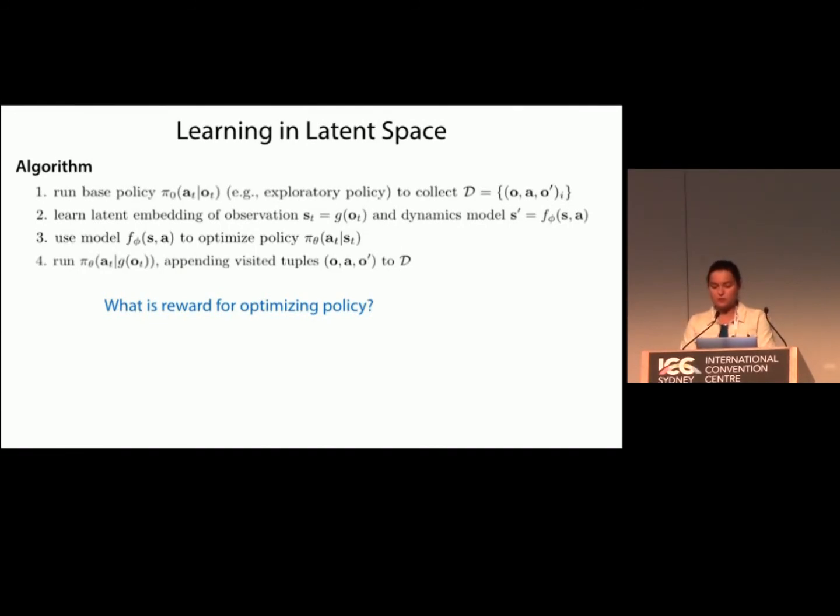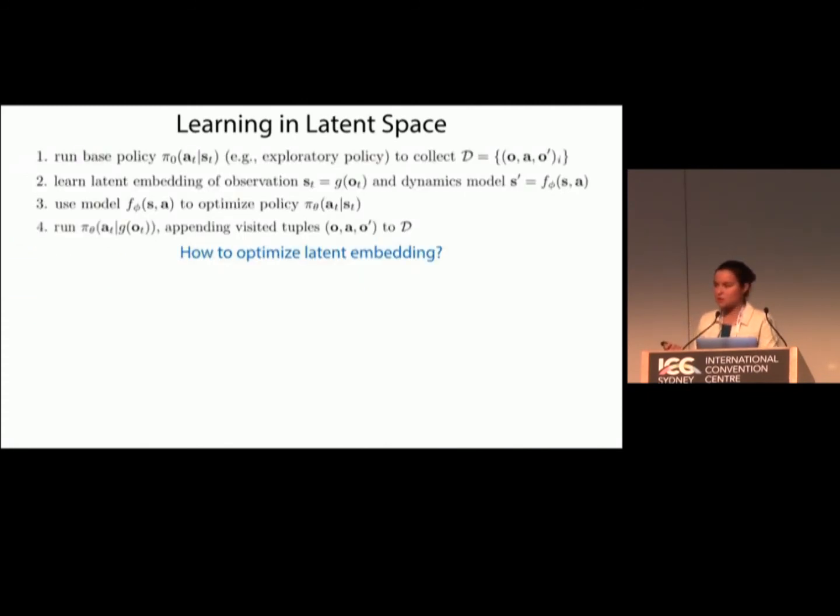So first, what is your reward function when you optimize your policy in the latent space? The reward function that both of these methods use is just the reward function of the actions and the negative distance between the embedding of the current observation and the embedding of the goal observation. So you assume you have some sort of goal image like I mentioned before.